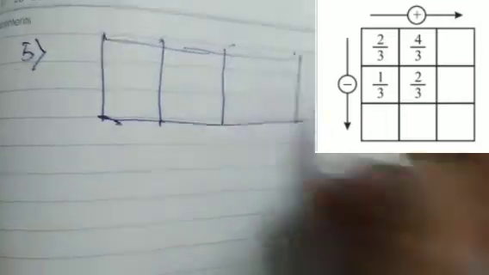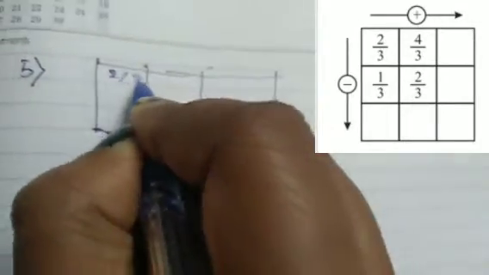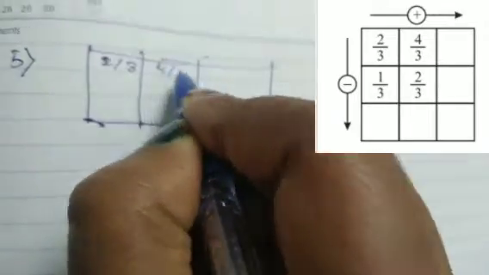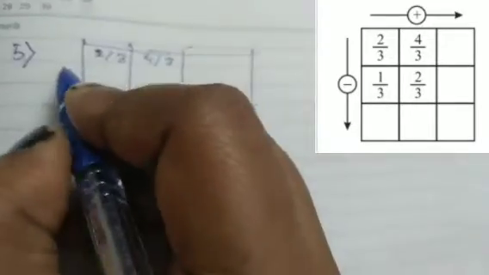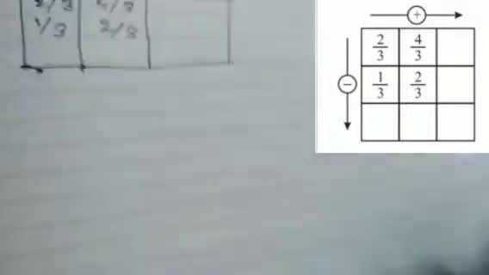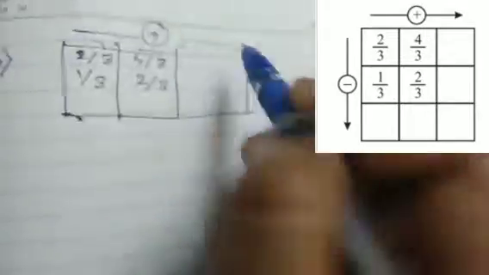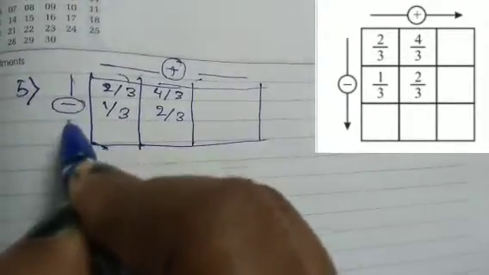I have drawn this box. I'm using the upper portion. Sorry for this kind of a line, I'm unable to hold it. 4/3, 1/3 and 2/3. So what we have to do? If I go this way, I will have to add it. And when I go this way, I will have to minus it.